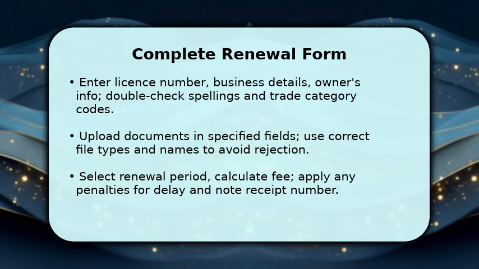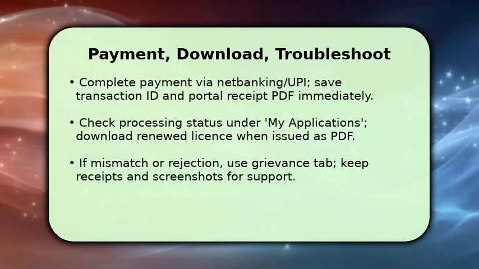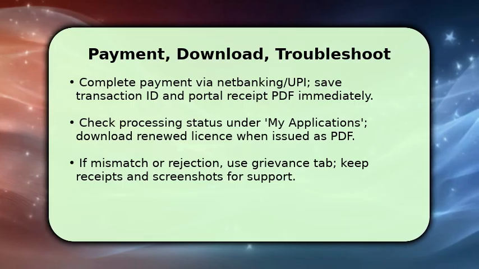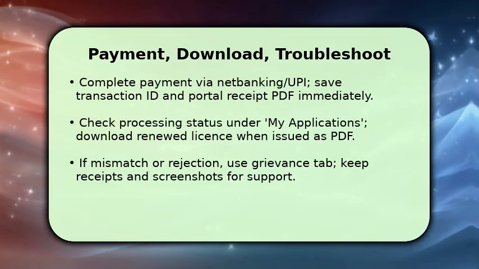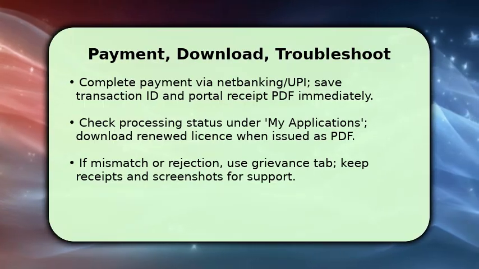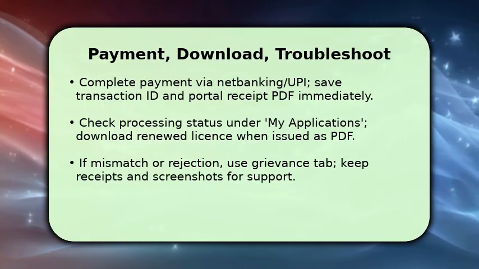You now make the payment using net banking, UPI, or the available gateway. Retain the transaction ID and immediately download the receipt PDF. Once paid, monitor my applications for status updates and download the renewed trade license PDF when issued.